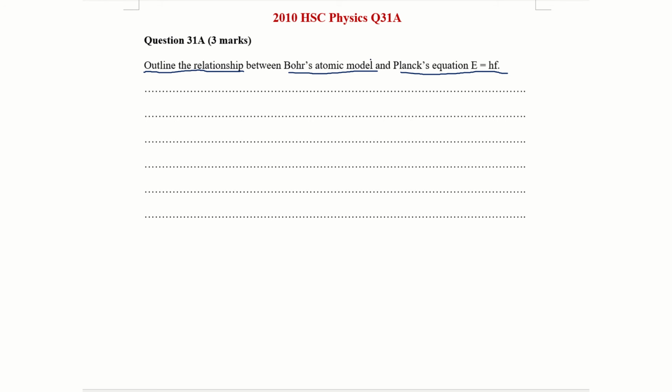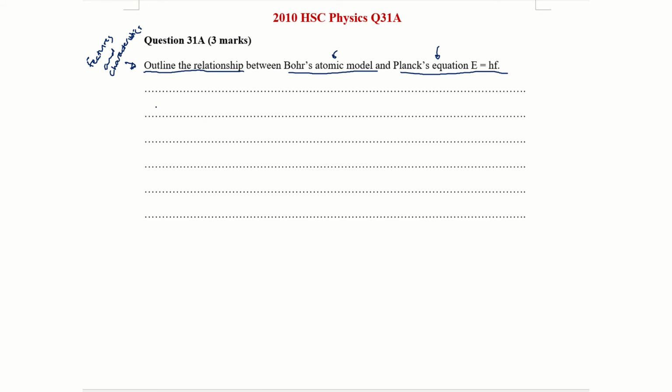Now obviously when it comes to these kinds of questions, when we are doing an outline, we are trying to provide features and characteristics. And then on this hand here we have Bohr's atomic model, so we need to discuss that point, and then we need to talk about this point here. So what's the relationship between Bohr's atomic model and Planck's equation?